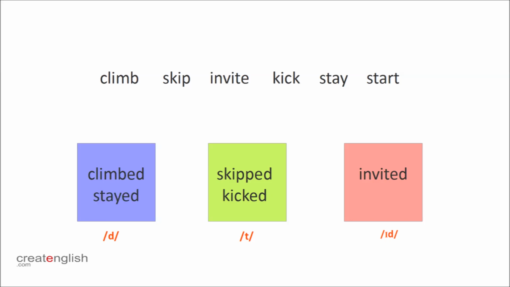Started. No. Let's try the second box. Started. No. How about the third box? Started. Yes. Id. Started is the third box, and it's easy to pronounce it this way. Well done! I hope this helps you with learning how to pronounce these words correctly in their past form.